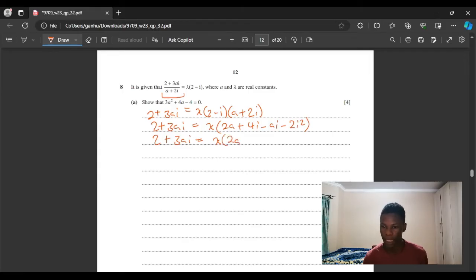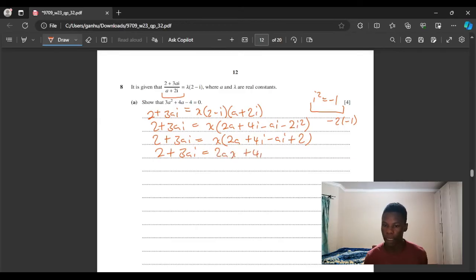Let's simplify the i squared. We know that i squared is equal to negative 1. So negative 2 times i squared is negative 2 times negative 1, which is positive 2. Okay, 2 plus 3ai. Let's expand the lambda.